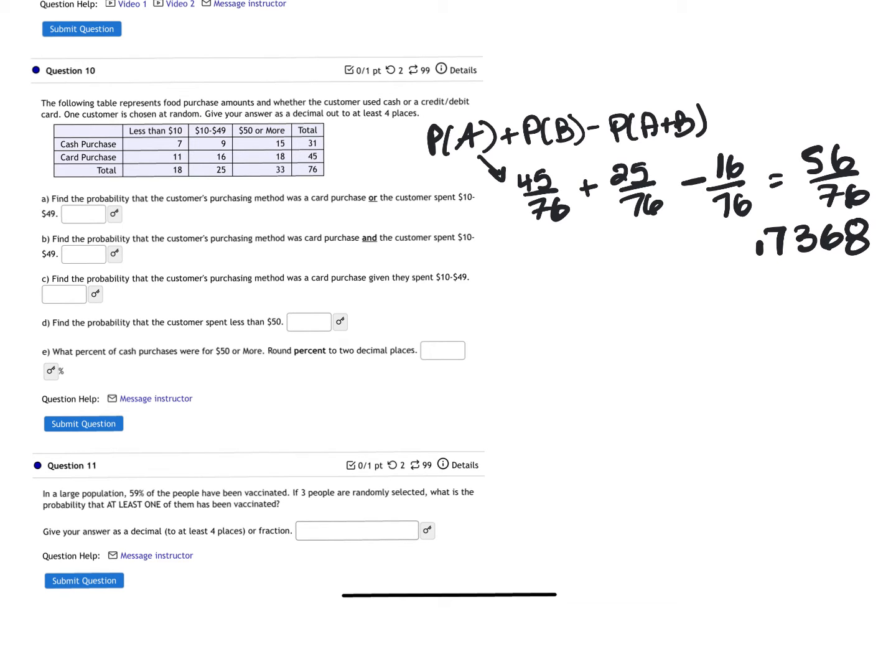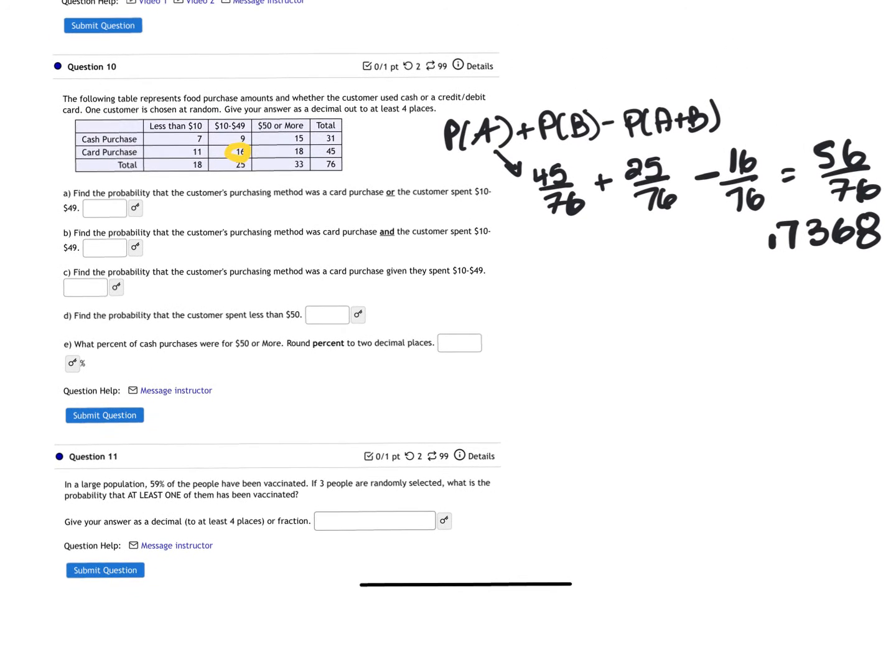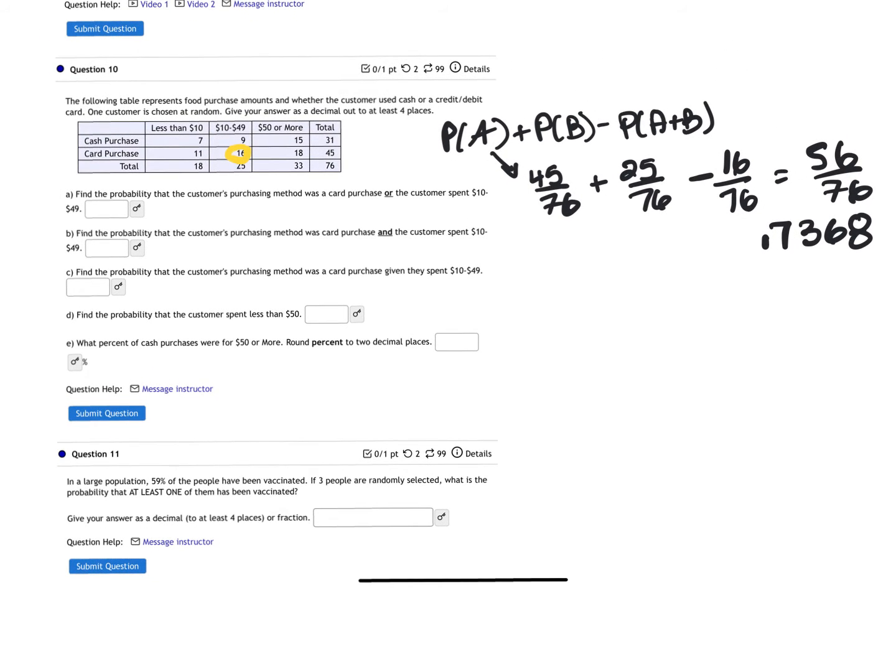Okay. The probability that a customer's purchasing method was card and the customer spent $10 to $49. So this is card and. We just calculated that. It's right here. It's the probability of both. And so we just figure that out as a decimal.